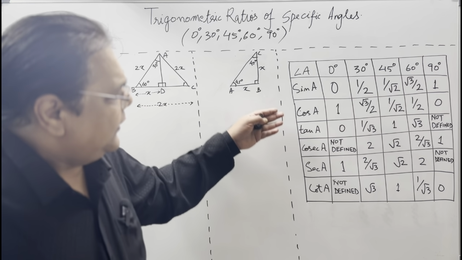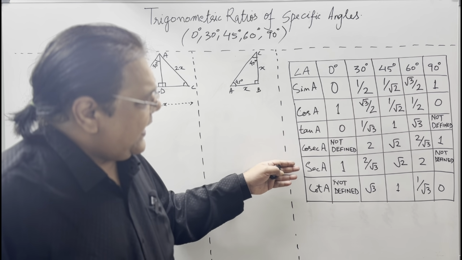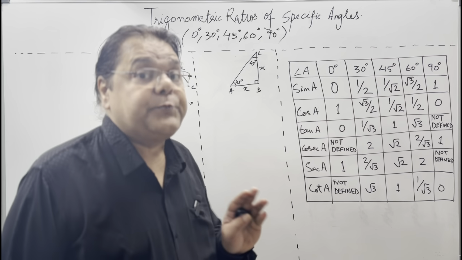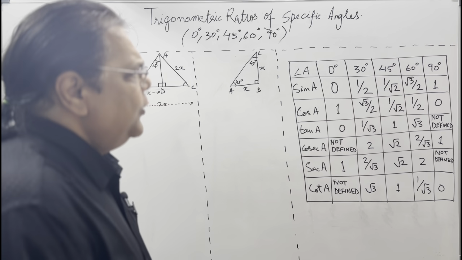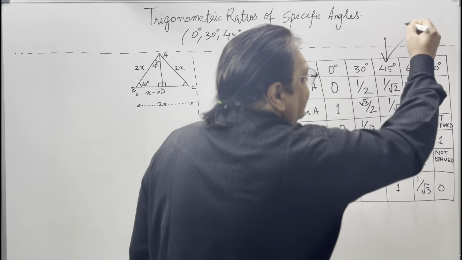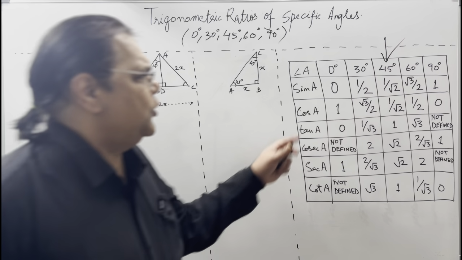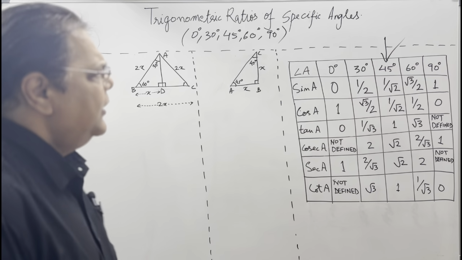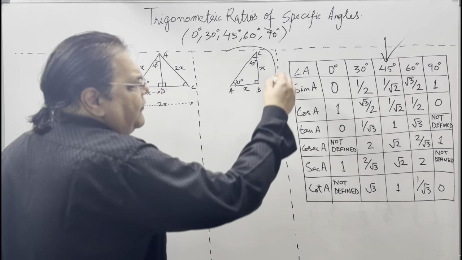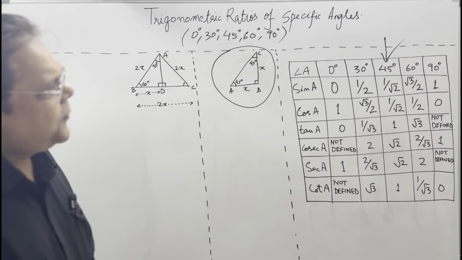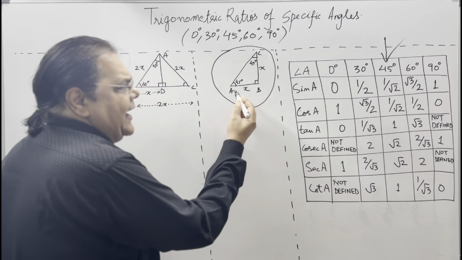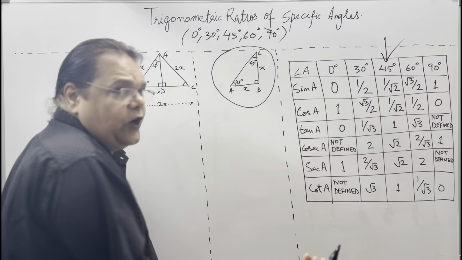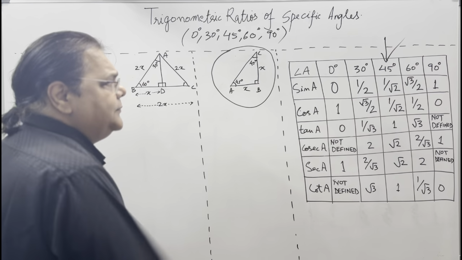You already know cosec A, sec A, and cot A are the reciprocals of sine A, cos A, tan A respectively. Okay. So let us find the trigonometric ratios for sine 45, cos 45, and tan 45. For that, we will start with this right angle triangle. In this right angle triangle, the angle A is 45 degrees. Obviously, the angle C is also 45 degrees.